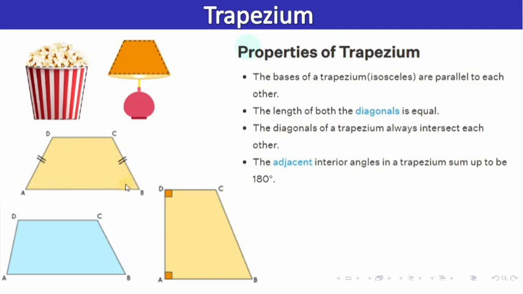I hope this is clear to you. That's what you need to understand here. Okay, right, so we have got another last one. The sum of all interior angles in a trapezium is always 360 degrees.